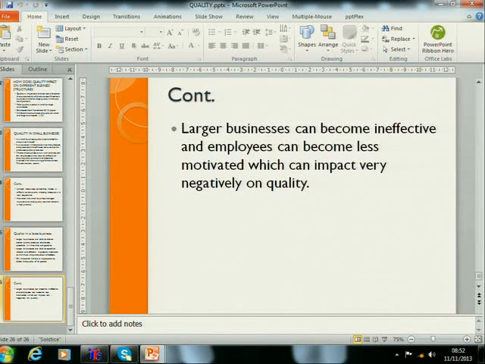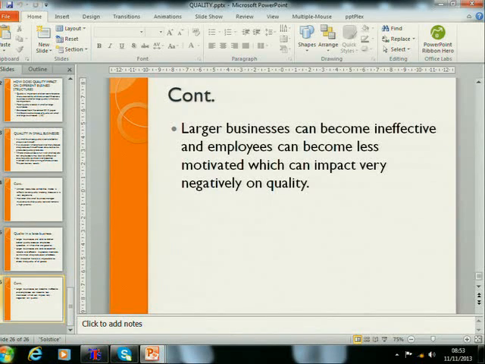Larger businesses can become ineffective and employees become less motivated, which can impact very negatively on quality. It is always a problem that in a big business, people are not even aware of the vision and mission of the company or of the business. Therefore, they miss out on quality. They don't know that they've got to perform at this rate because there is no close communication, there is no close monitoring like if it was a small business. So that can impact very negatively on quality.